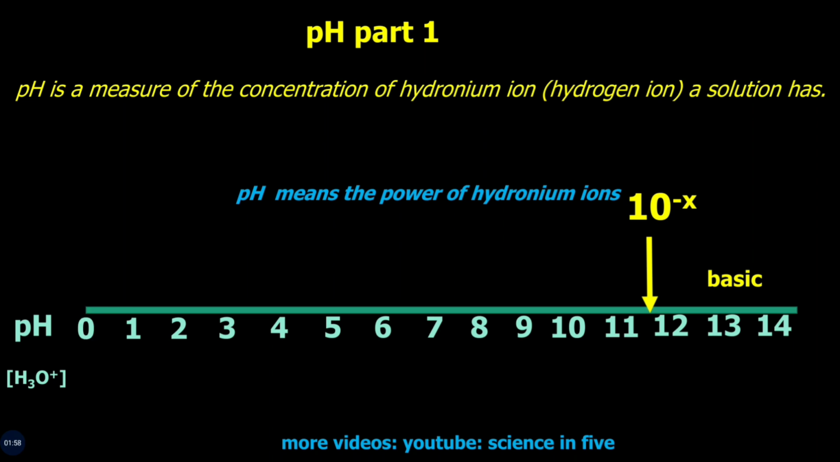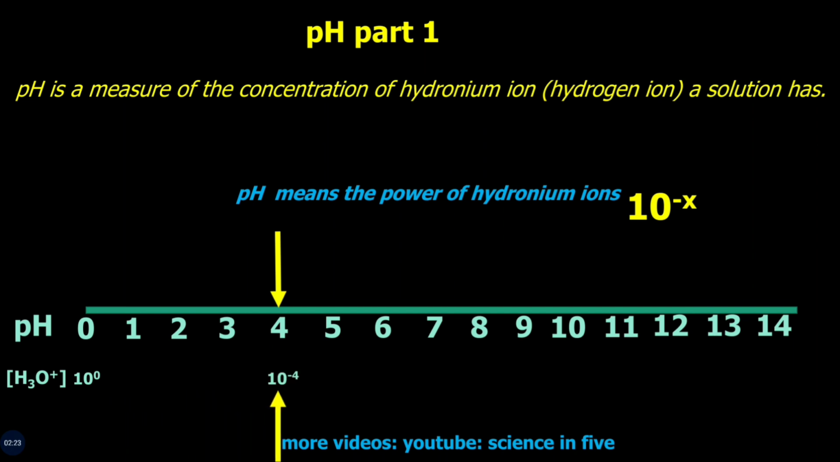An example, pH 0. X becomes 0, and then I end up with 10 to the power of 0. This will also work, for example, with pH 4. Again, the x becomes 4, and I end up with 10 to the power of negative 4.